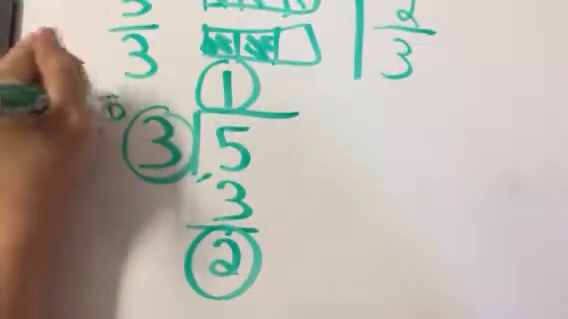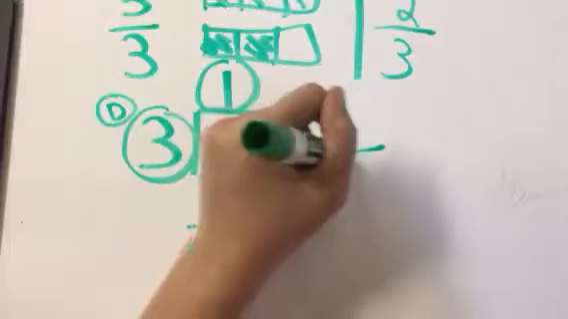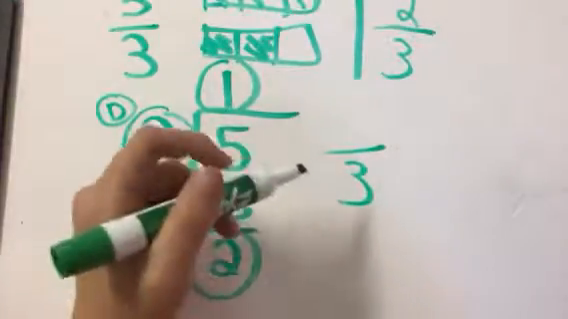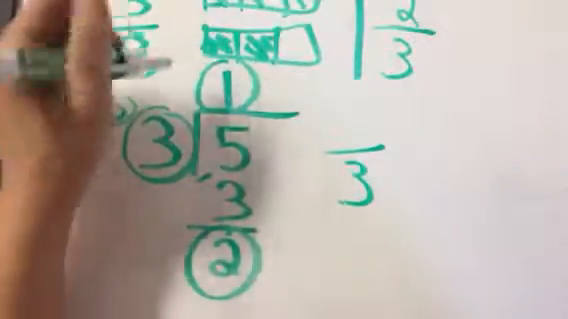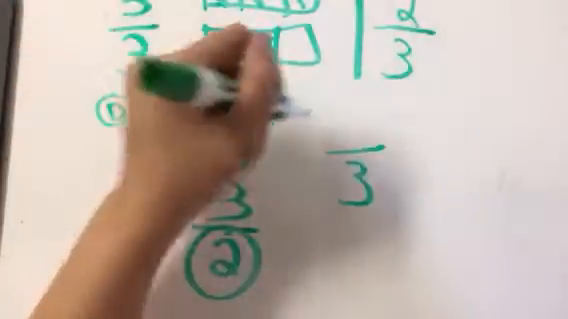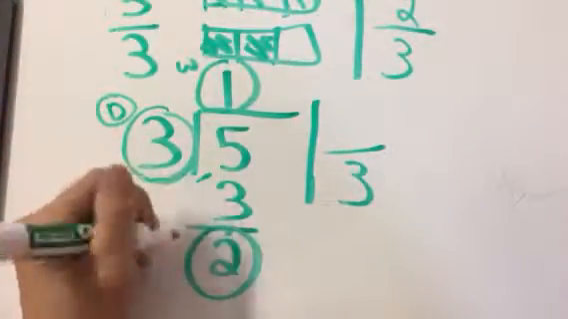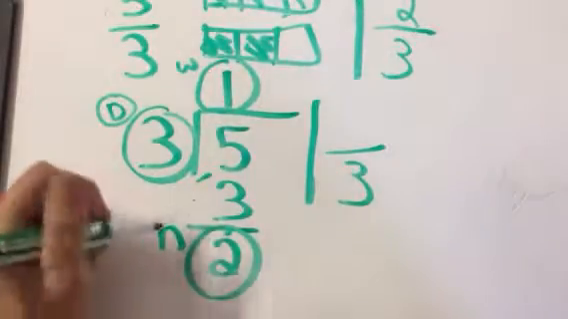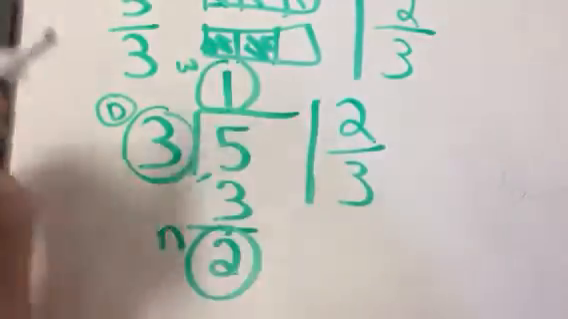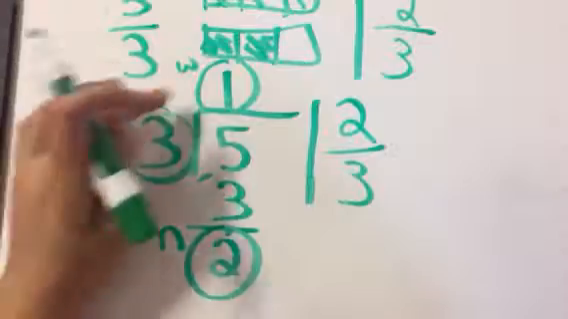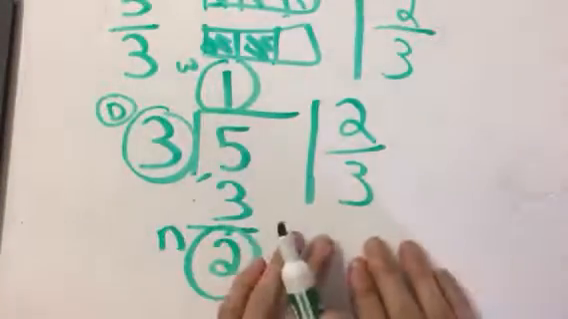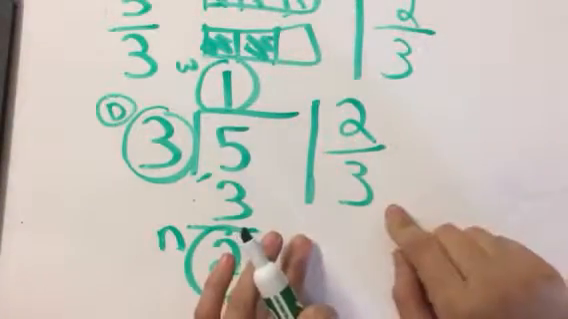Our denominator will always stay the same. No matter what, our denominator will always be 3. This number is telling you how many wholes you have. So I have 1 whole. And then how many parts do I have? What's my remainder? Because whatever my remainder is will be my numerator. So that's how this division problem gave us my answer, 1 2/3.